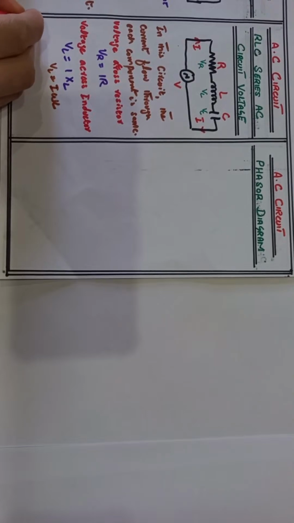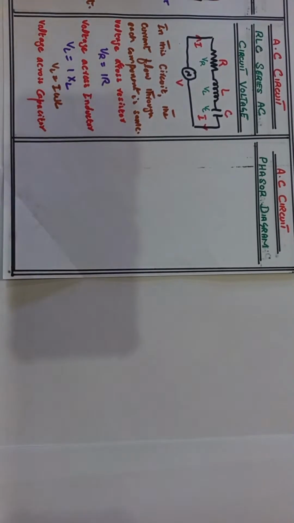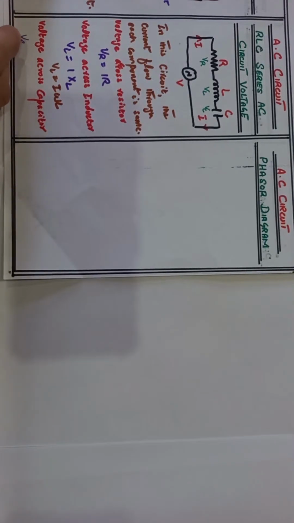Similarly, we represent the voltage across the capacitor by VC, and VC is equal to I XC. XC is the capacitive reactance, showing the opposition to the flow of current, and the formula is XC equal to 1 over omega C.